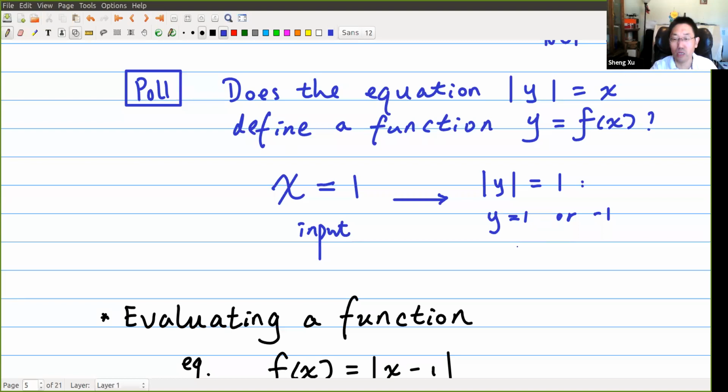So by the definition, we know for something to be a function, one input, you can only generate one output. So this is not a function. So y is not a function of x, okay? This is not okay. Clear?